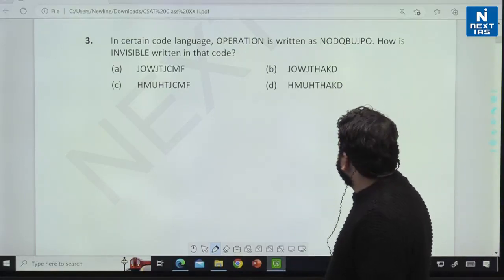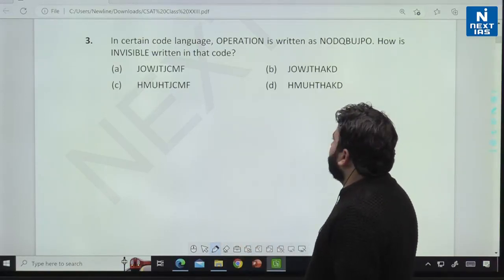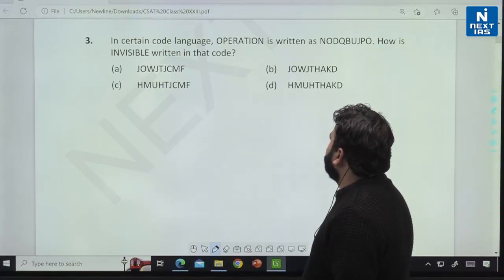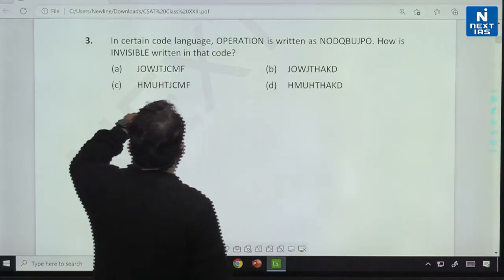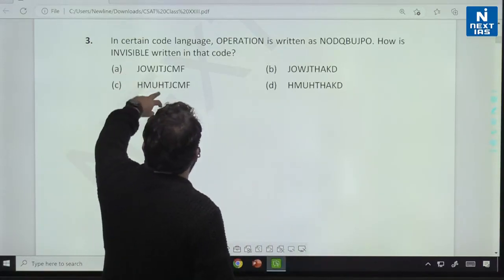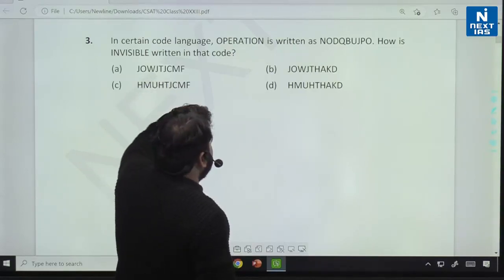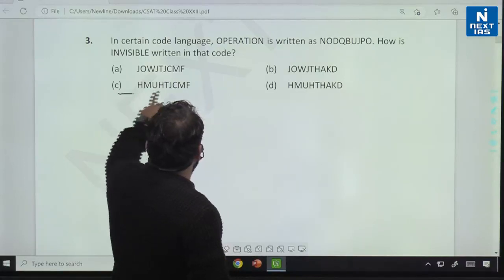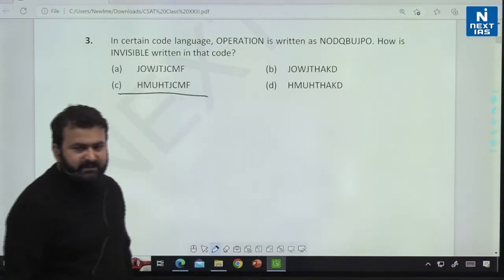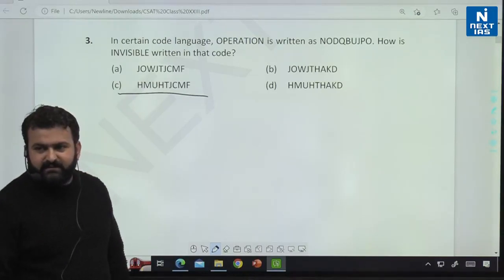Clear? So what is the answer? All of you, what answer are you getting? INVISIBLE. So here H, M, U, H, and S will be replaced by T, and I will be replaced by the following letter. So the answer becomes option C. Clear? No confusion?